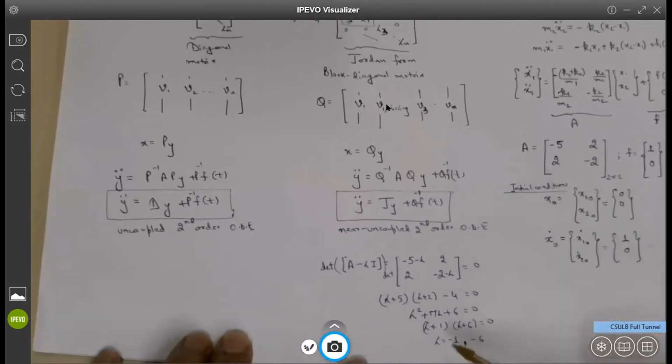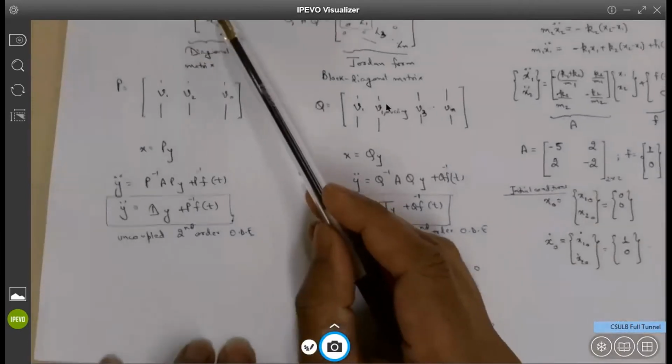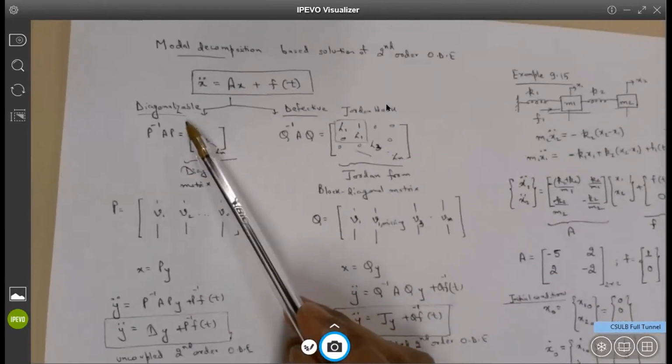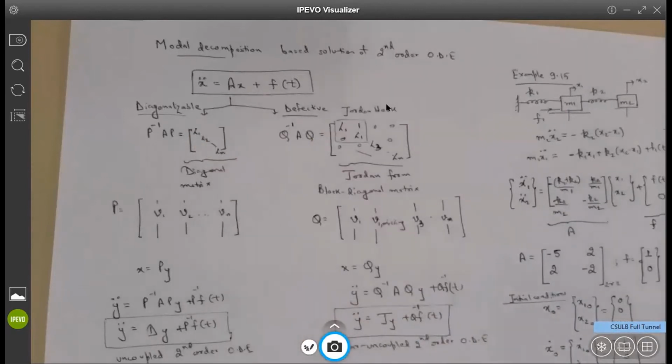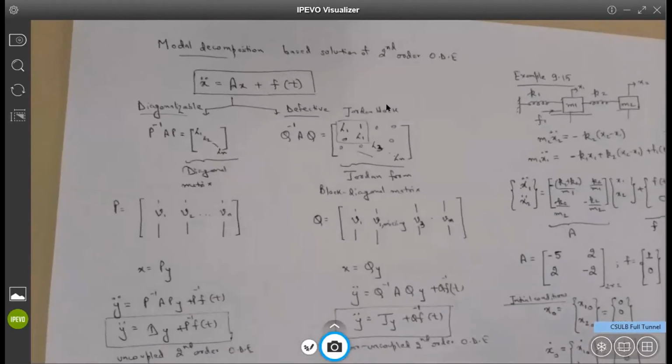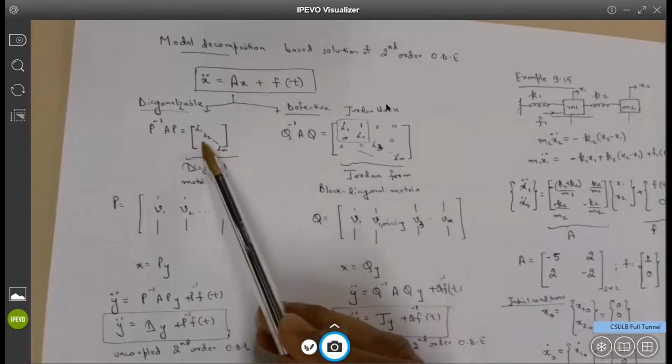What do you guys think? If we have distinct eigenvalues, then what is the matrix A going to be? Is it going to be diagonalizable or is it going to be defective if I have distinct eigenvalues? It's diagonalizable, right, guys? Yes.